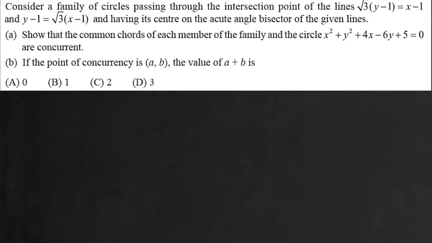Now here the question is: consider a family of circles passing through the intersection point of these two lines and having its center on the acute angle bisector of the given lines. Show that the common chord of each member of the family and the circle are concurrent, and if the point of concurrency is (A, B), find the value of A plus B. Now both the lines pass through the point (1, 1). These two lines intersect at (1, 1).